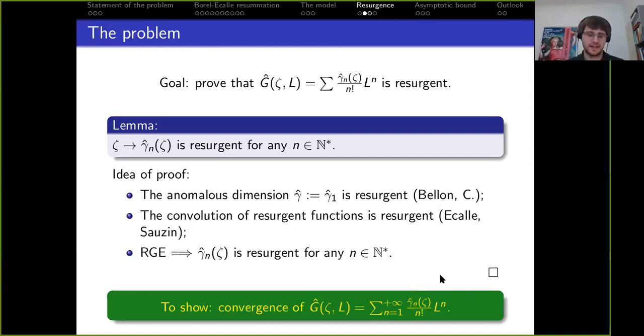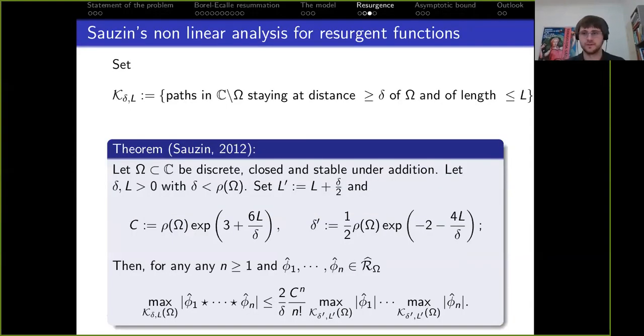And well, I don't know how to do that. It's extremely hard. I don't know how to bound convolution products. But the miracle for me is that someone else knows, that Sauzin actually proved exactly the type of things I need. And I will try to not hide everything. So this is his difficult technical theorem.